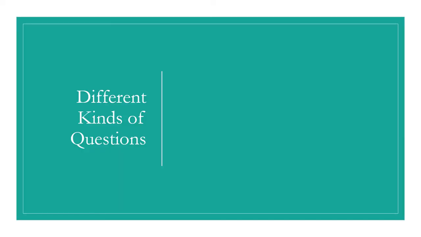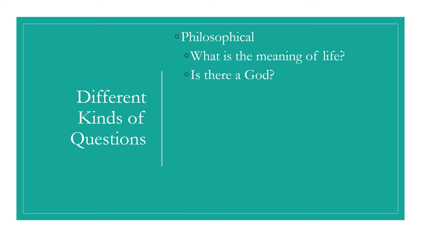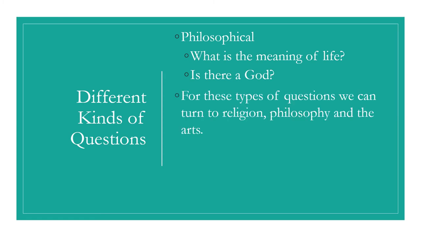There are lots of different types of questions that we can have about our universe, our surroundings, and some of those questions are going to be able to be answered by science, but others aren't. So we'll turn to other avenues to answer some of those questions. Philosophy is one of them. So what is the meaning of life? There is no way to test the meaning of life scientifically, because it can mean something completely different to every person. So there is no right or wrong answer. Is there a God? We can't answer that with science. We do not have the technology or the know-how to even ask that question. That would be something that you would turn to religion and faith to answer. So for these types of questions, you want to turn to religion, philosophy, the arts, anything that is going to help you with that type of question. But you can't turn to science for these.